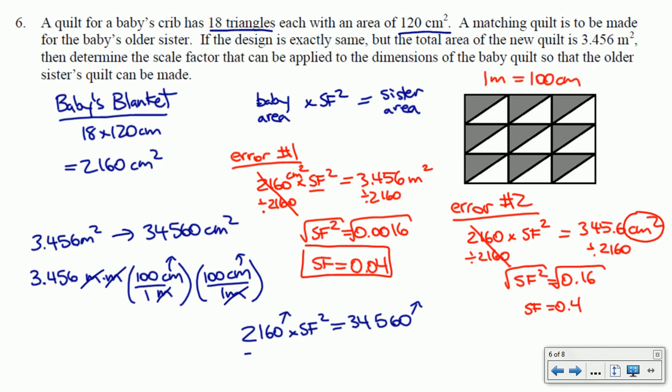So now I can divide both sides of this equation by 2160. So that gives us the scale factor squared is equal to 16. And if we square root both sides of this equation, we get a scale factor of 4. So if we're looking to scale the area, we multiply by 16. But if we're looking to scale the linear measurements of the blankets, we need to multiply by 4.